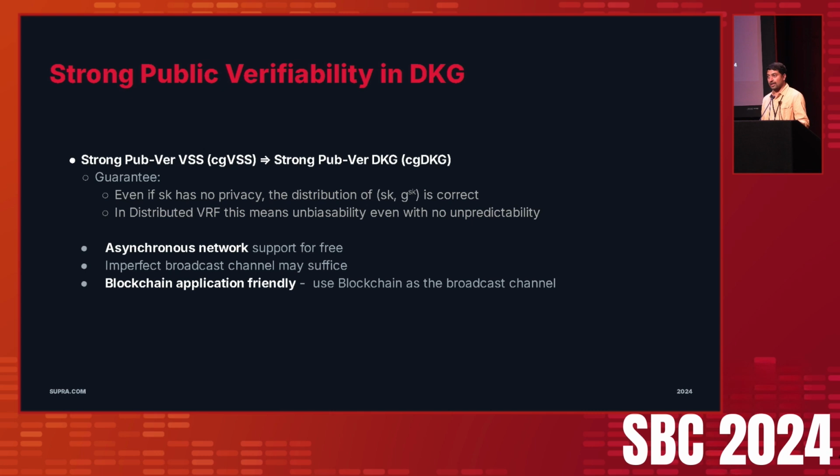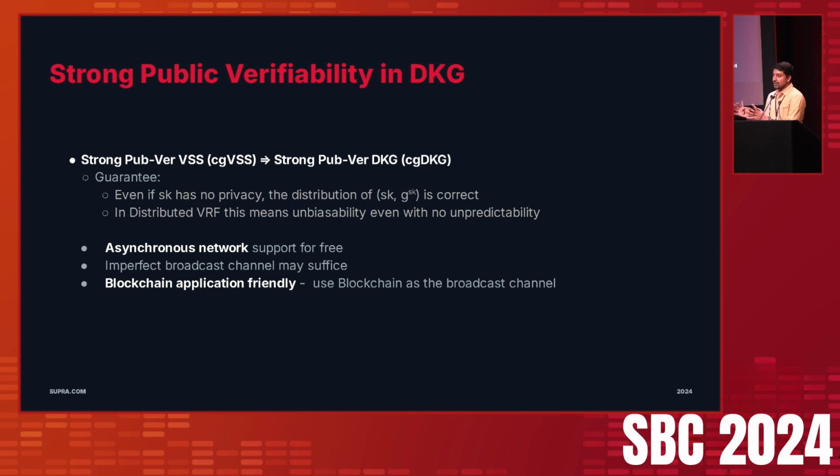And we already mentioned that our non-interactive VSS protocol offers a strong public verifiability property, and this property is carried directly into the DKG protocol. So a strongly publicly verifiable VSS implies a strongly publicly verifiable DKG. So what does this guarantee? What it guarantees is, even when there is no privacy for the secret key SK, the correct distribution of the secret key and the public key can be guaranteed.